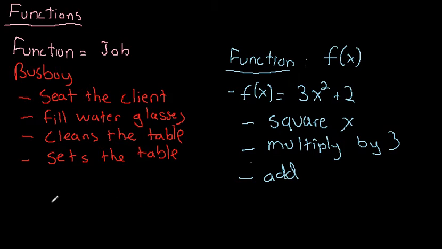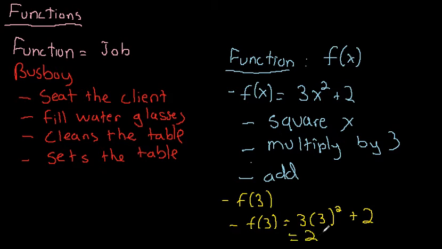So pretty straightforward example. Let's say we wanted to find out what the f of 3 was. So f of 3 would first tell you to square 3, then multiply by 3, and then add 2. So writing that out, f of 3 would equal 3 times 3 squared plus 2. Order of operations, square first, 9 multiplied by 3, 27, plus 2 gives us 29. Alright, so this was a pretty straightforward example.